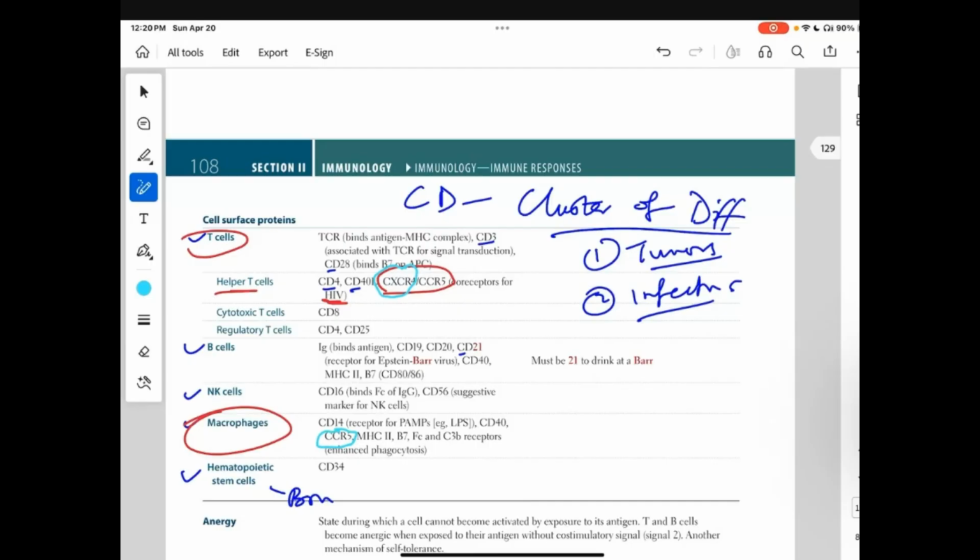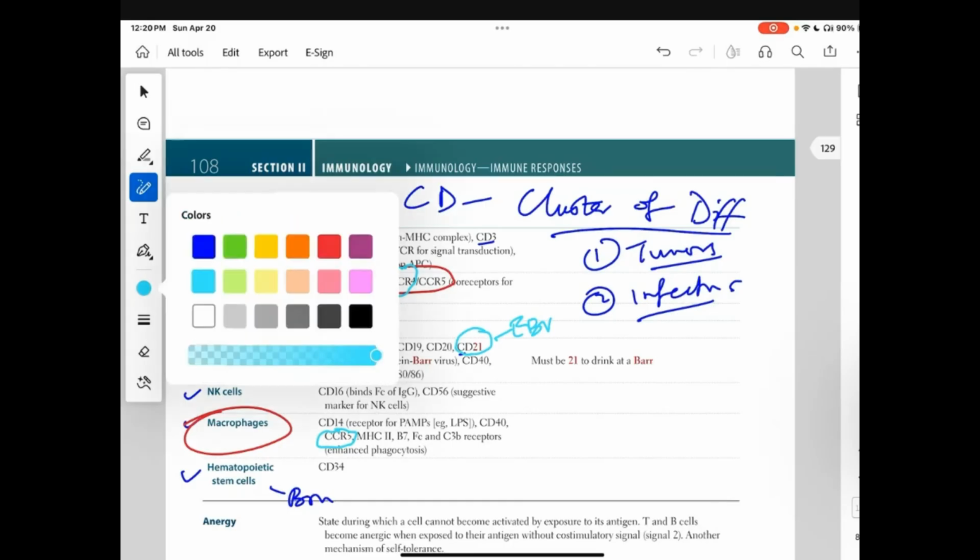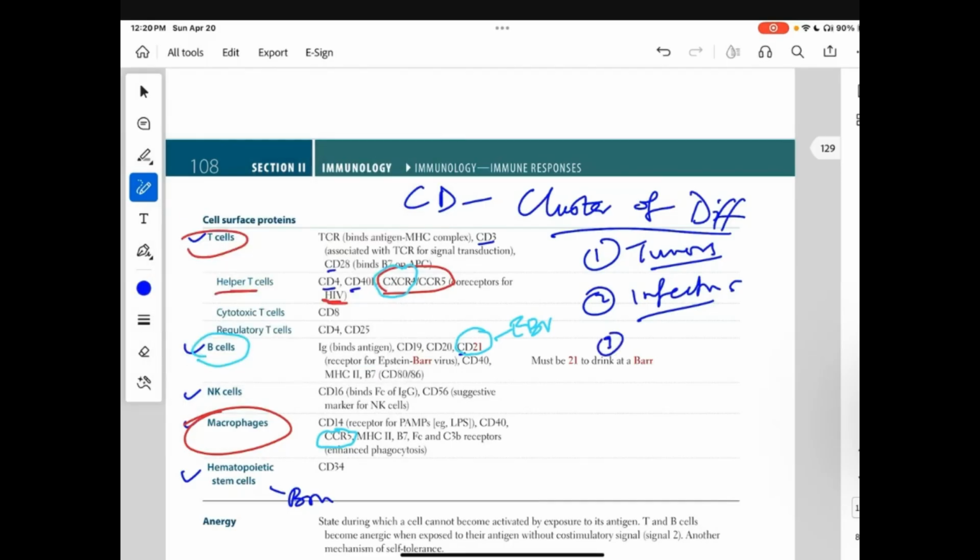Then you see here Epstein-Barr virus uses CD21 to invade what? B cells. To invade B cells. So very important there. Like I've said earlier, the third reason, of course, which is the one I've mentioned, is to help you identify the type of white blood cell.